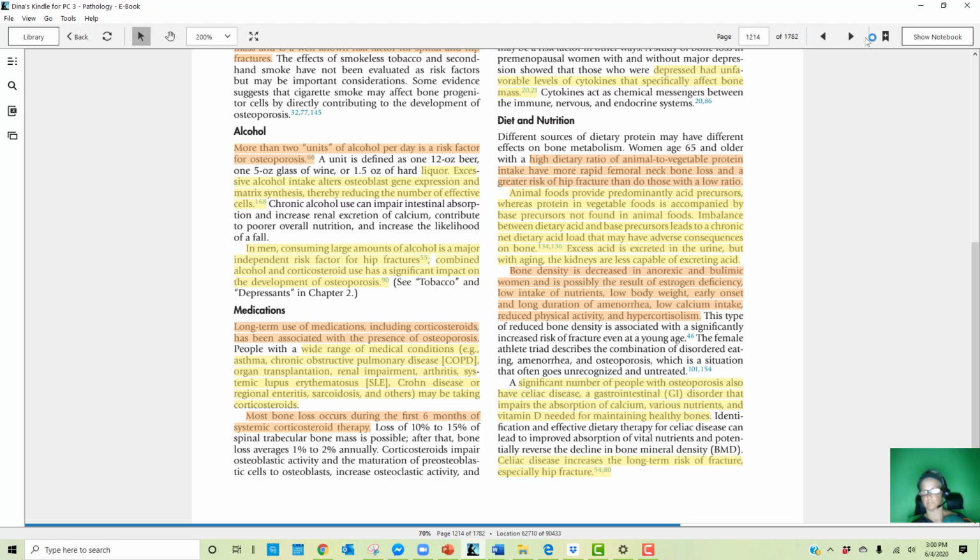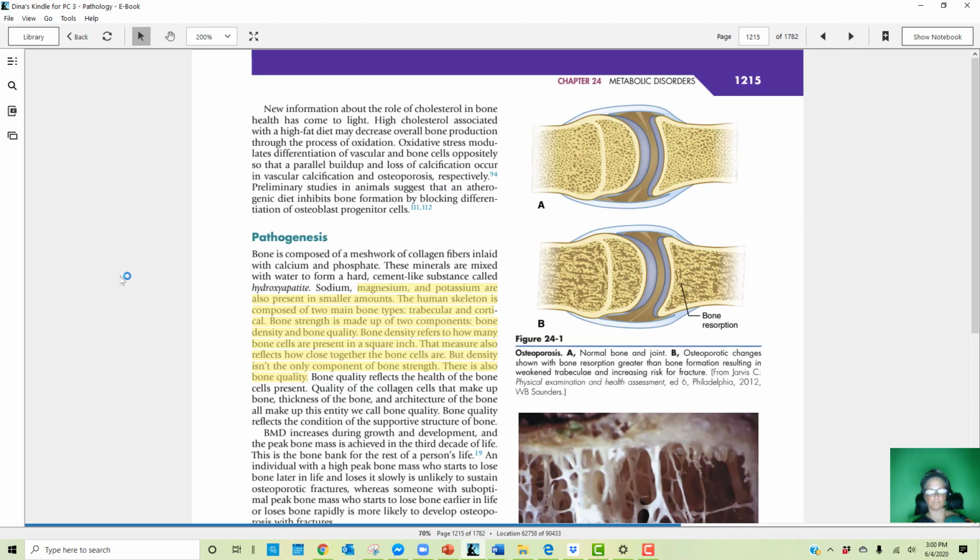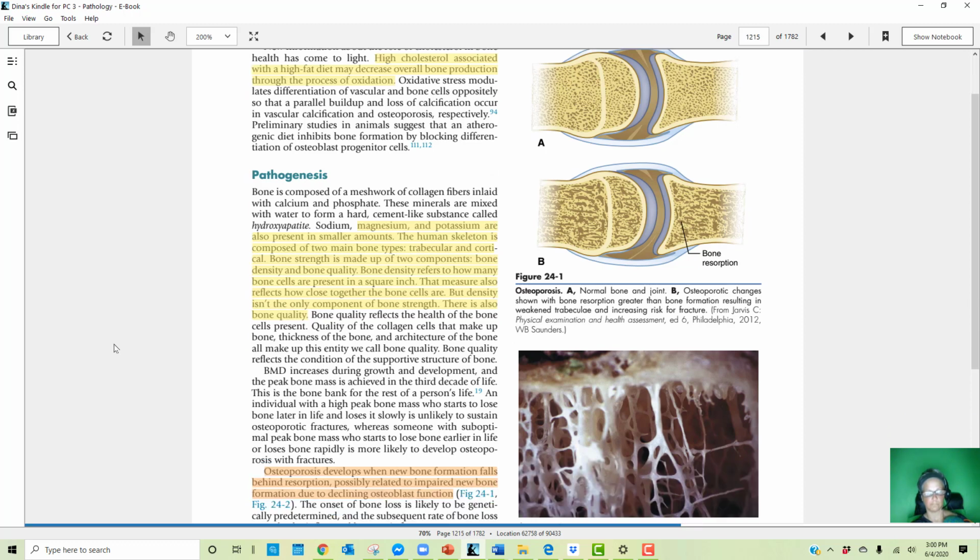New information about the role of cholesterol in bone health has come to light. High cholesterol associated with a high-fat diet may decrease overall bone production through the process of oxidation. Oxidative stress modulates differentiation of vascular and bone cells oppositely so that a parallel buildup and loss of calcification occur in vascular calcification and osteoporosis, respectively. Preliminary studies in animals suggest that an atherogenic diet inhibits bone formation by blocking differentiation of osteoblast progenitor cells.